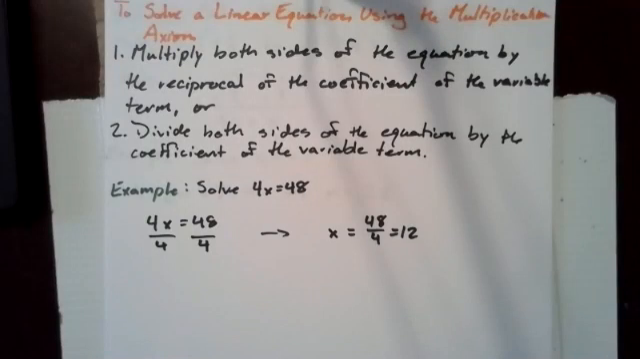For example, solve 4x equals 48. We have 4x equals 48, and we divide both sides by 4. Then x equals 48 divided by 4, which is 12.